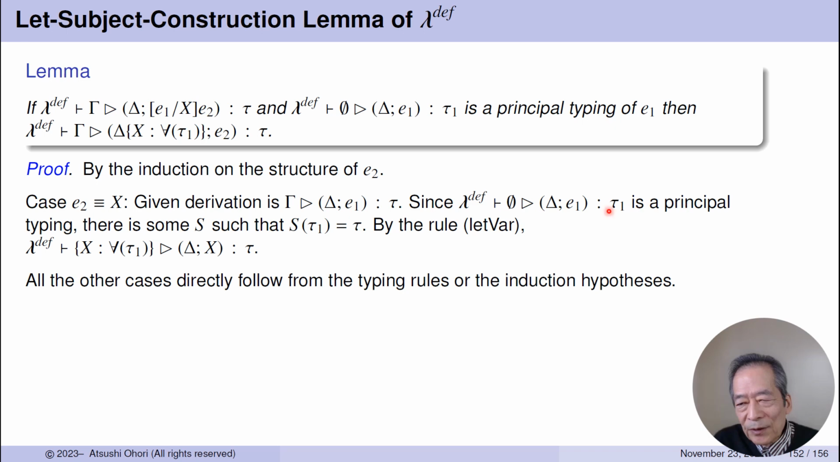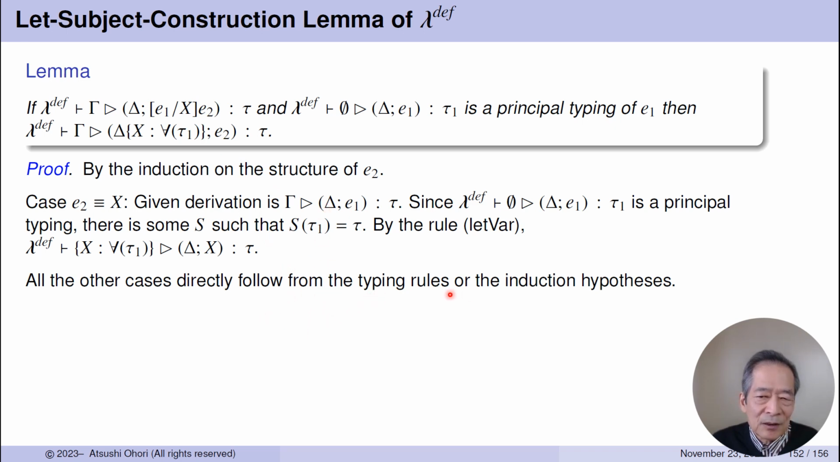Now suppose this is a principal typing, then there is some S such that this equation holds. By the rule let bar, this equation holds. This derivation is obtained, right? So you can take any substitution that matches this one. That's the only thing we need to do. All the other cases directly follow from the typing rules or the induction hypothesis. So this is one lemma, and with this lemma, the previous direction of the equivalence proof is completed.